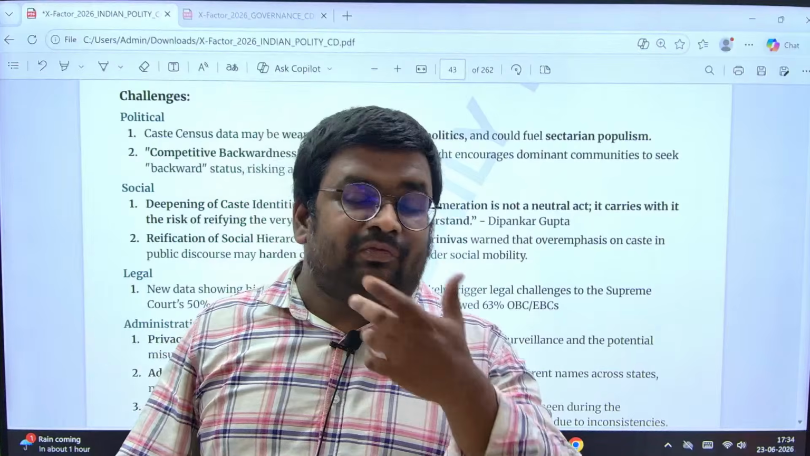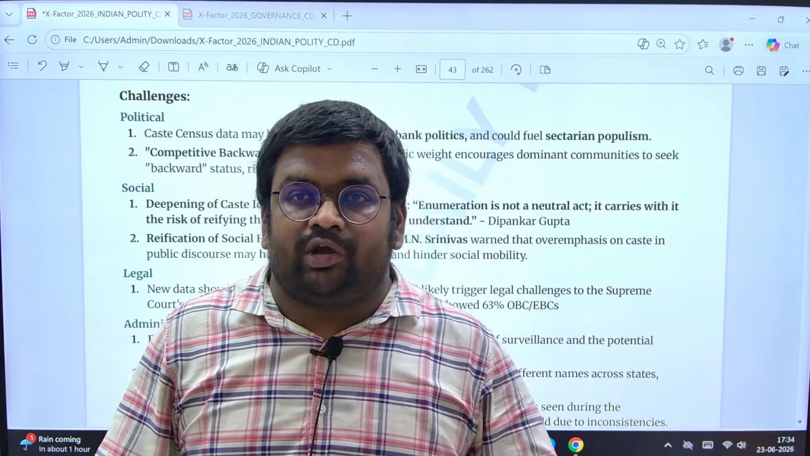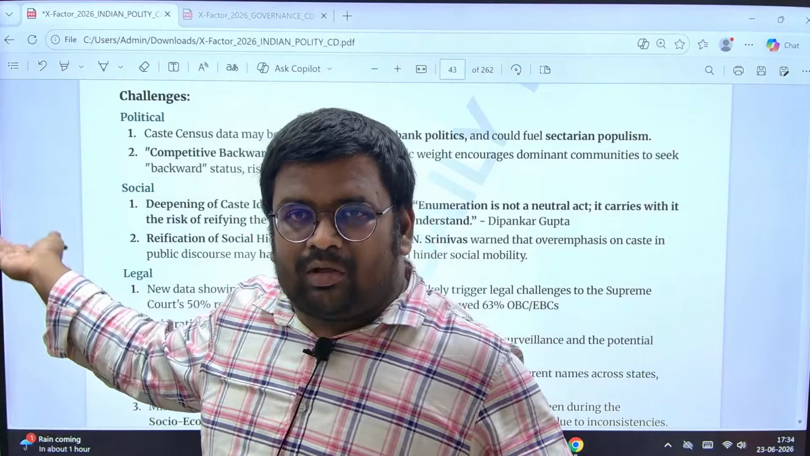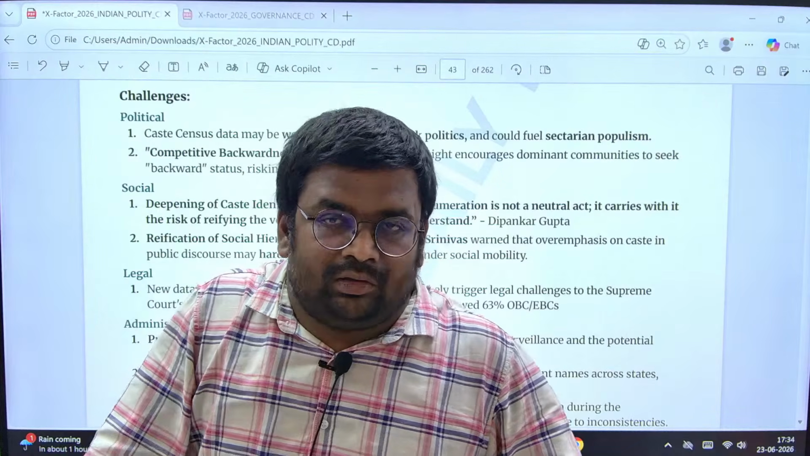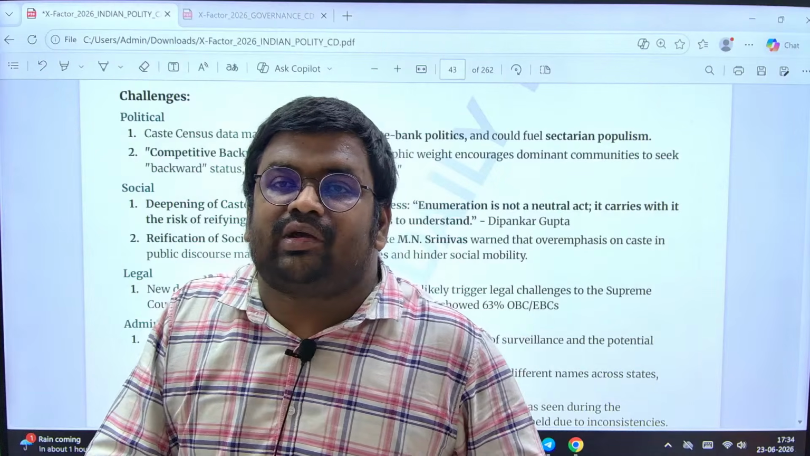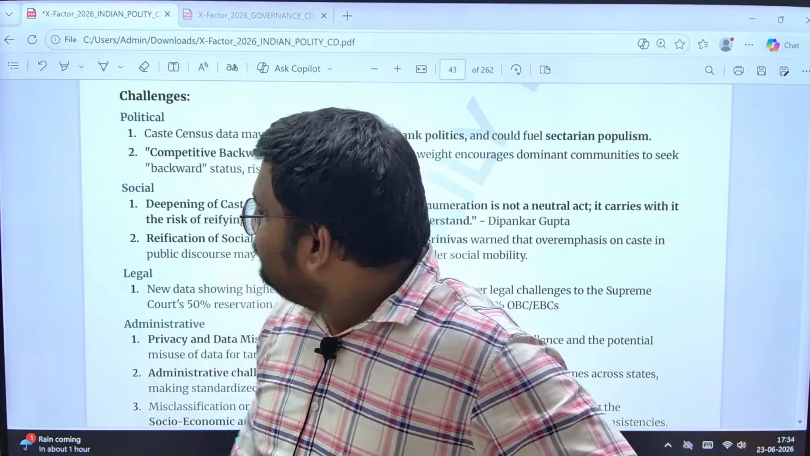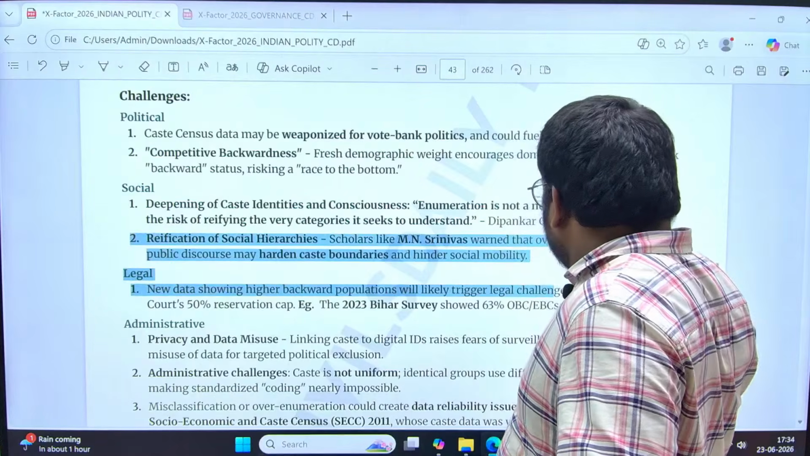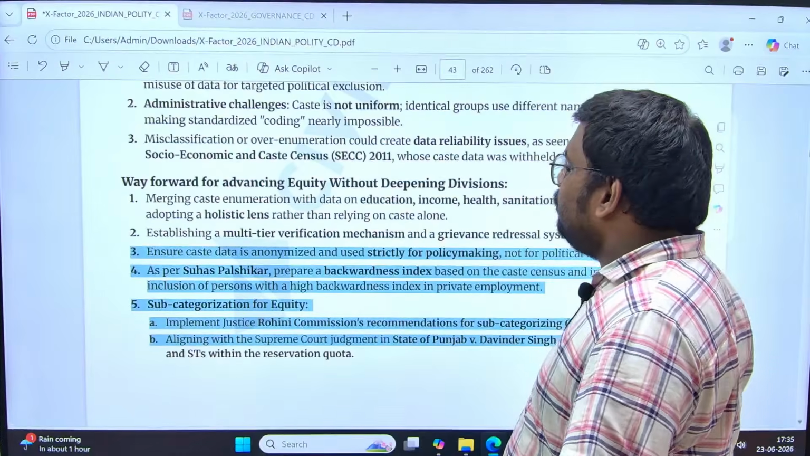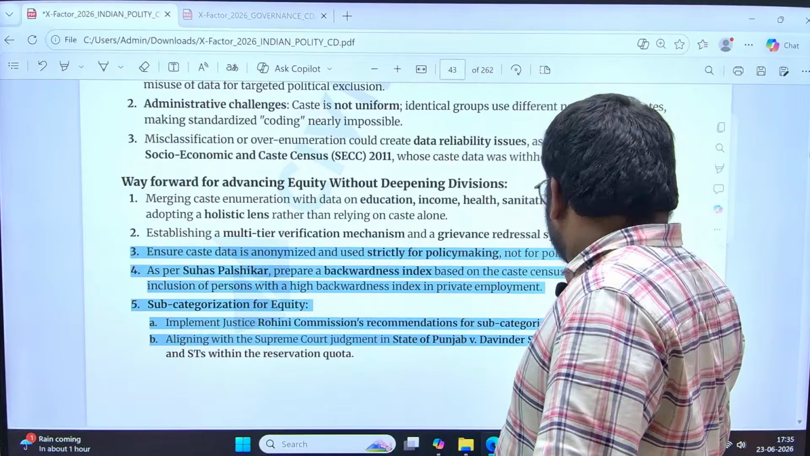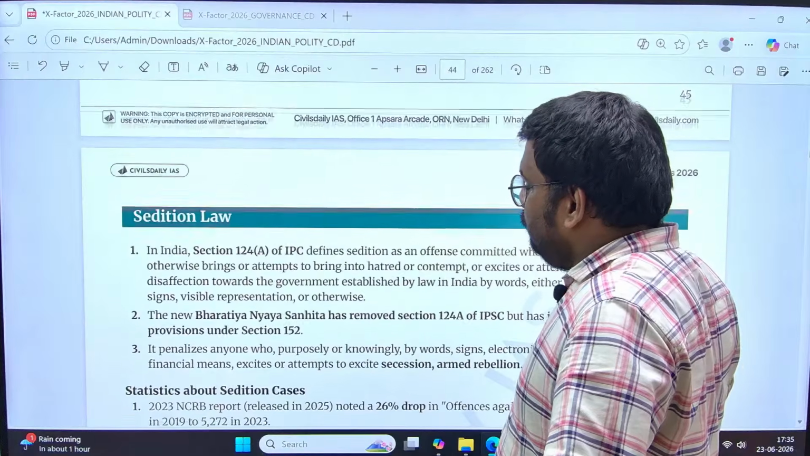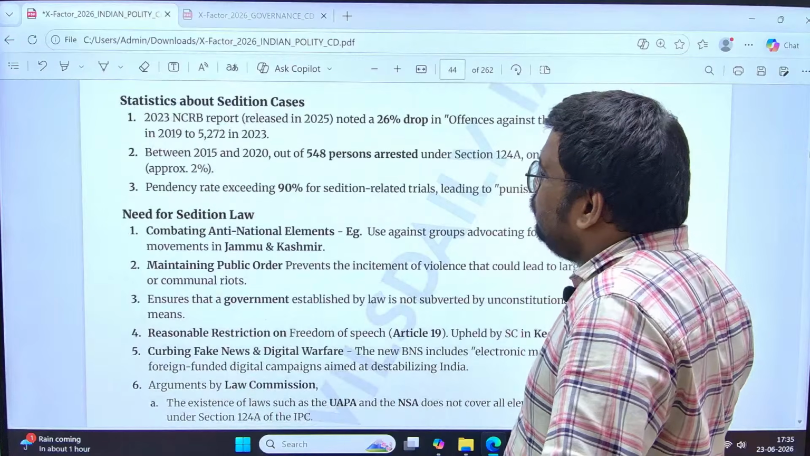So basically whatever framework you apply to generate the points, using the same framework we have given the points. ठीक है. So exact same, आपको उसी classification में वहाँ पे भी actual answer लिखना है, and that classification itself is going to give you extra marks, right? Then the way forwards for advancing equity without deepening divisions. ठीक है. Then sedition law, again a short 1-pager notes.